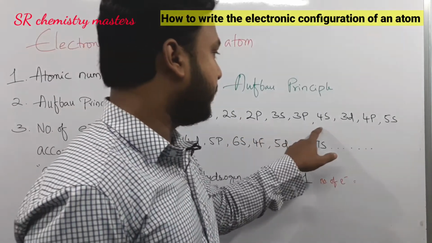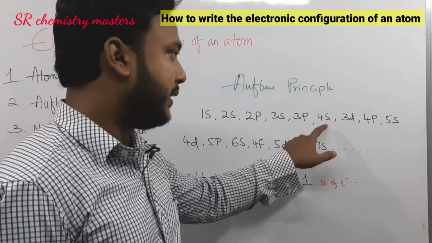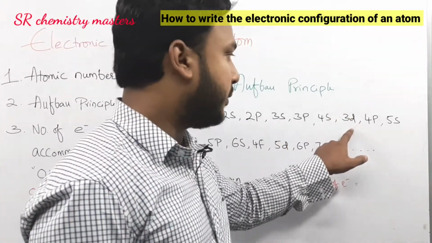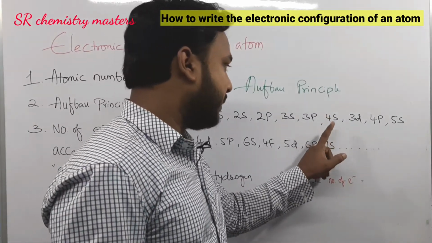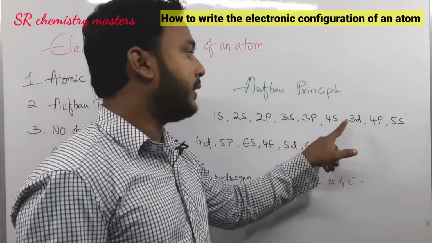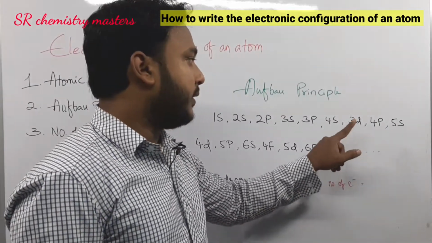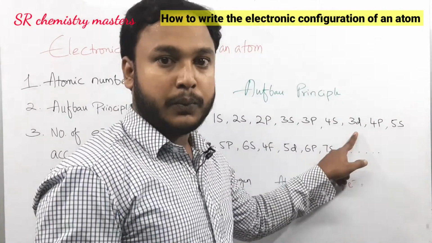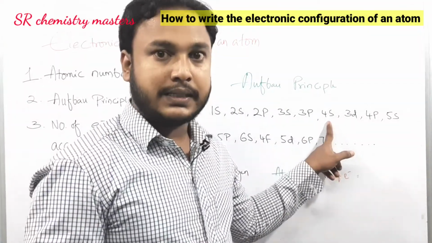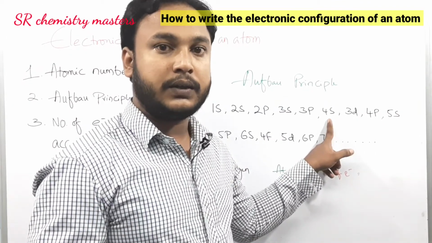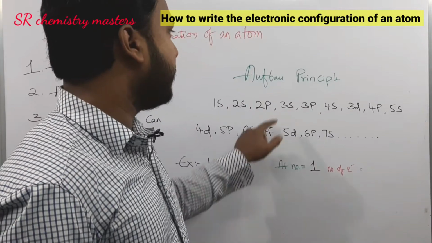Likewise, if you see here comes 4s. After 4s, the electrons enter into the 3d orbital. In specific, you should know that the electron enters the 4s orbital first, then comes the 3d orbital. The reason is that the 3d orbital has more energy compared to the 4s orbital. As the energy increases, the stability of the orbital decreases. So this is the order as per the Aufbau principle.